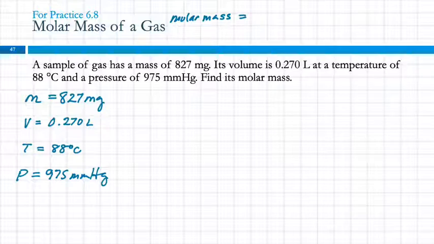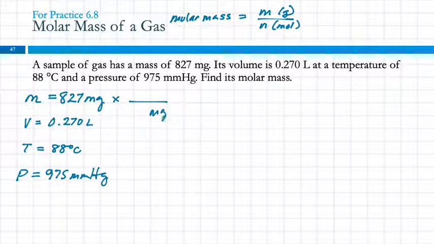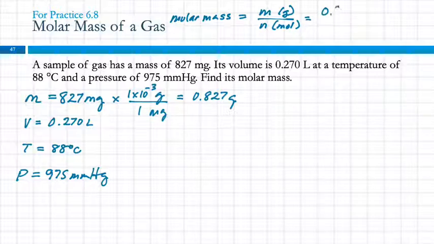Molar mass is the mass in grams divided by the amount in moles. Grams per mole. Well, we've got the mass in milligrams, so we can convert that to grams. Milligrams on the bottom, grams on top. Milli means 10 to the minus 3, so I've got 1 times 10 to the minus 3 up here and 1 down there. And so this is 0.827 grams. So that's the numerator, 0.827 grams.